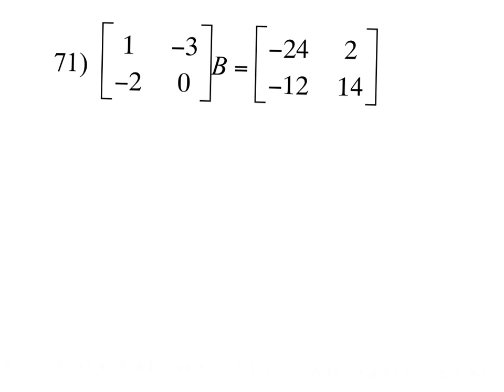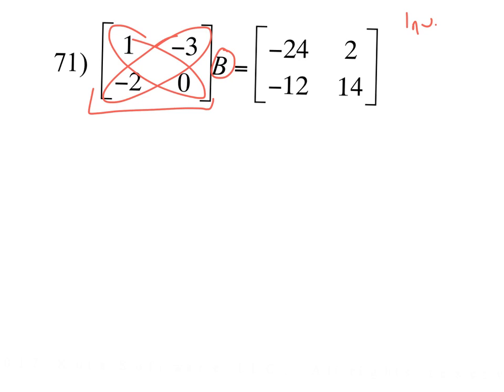Oh, what the heck, I guess I'll do one more. Looking at 71, we're going to do the same thing. I'm trying to get B by itself, so I want the inverse of this guy, which is multiplied there. And that's going to be the determinant, 0 minus 6. So we're going to look at 1 over the determinant, 1 over 6.